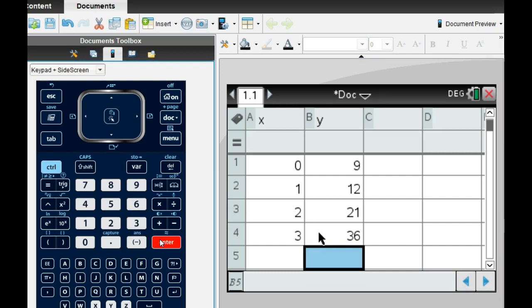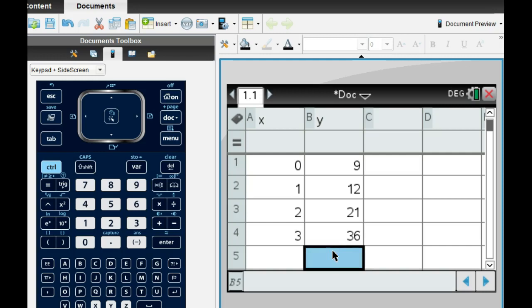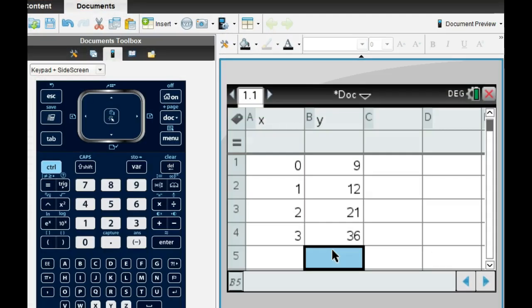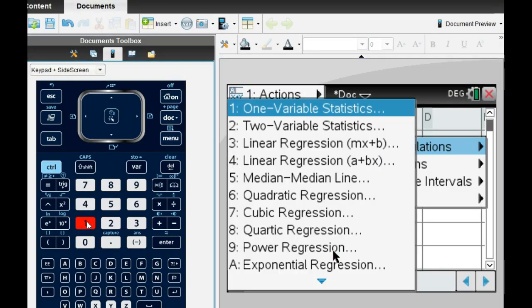Make sure your blue box is below the 36. And now we're trying to do what kind of function? It says quadratic. That's what we started yesterday, right? So 413 was linear. 41a is exponential. Now we're doing menu 41. Which one is quadratic? By the way, 8, that's a quartic. That's not it. It's 6 quadratic.